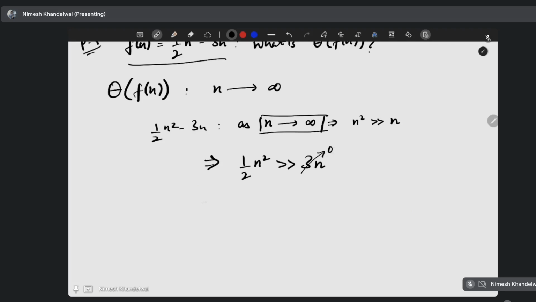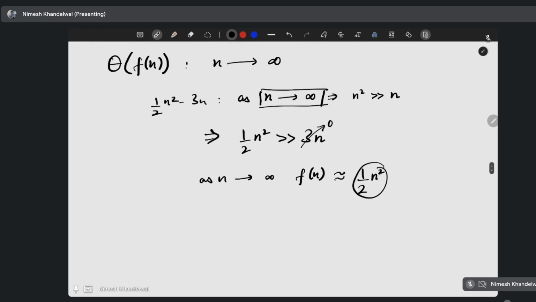So as n approaches infinity, f of n is approximately 1 over 2 n squared. And since the order of n is 2, the time complexity of f of n is O of n squared, theta of n squared.